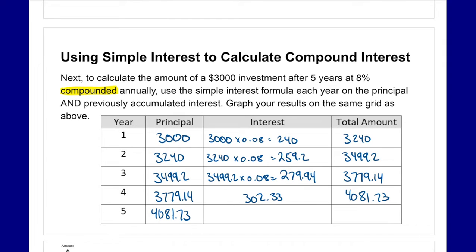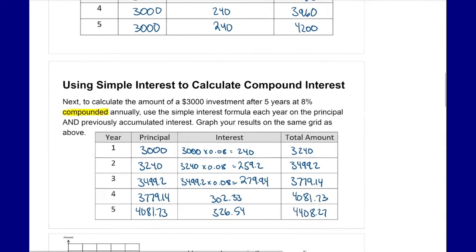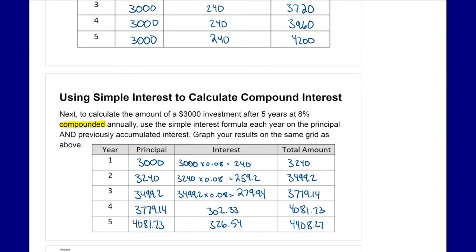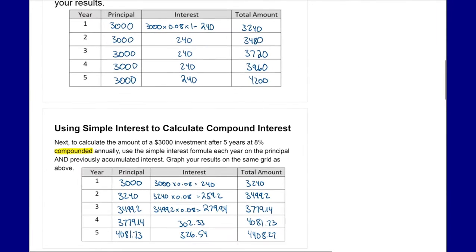our new principal. Multiply that by 8% or 0.08, $326.54. Add that to our principal, the $4,081.73, and we end up with a new total of $4,408.27. So we can see that it is different from the previous example. We are earning more interest. Right, we're earning more interest because we're earning interest on top of the interest that we earned.